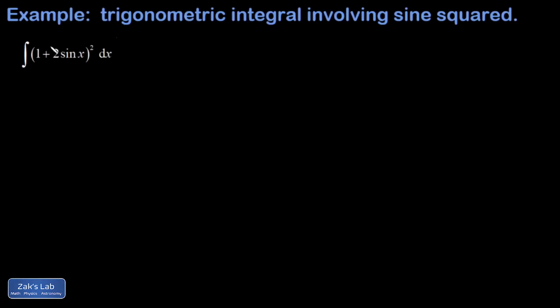In this video, we're integrating the quantity 1 plus 2 sine x, all squared. And the first step here is to just expand everything, and then we're going to look at all the individual terms and try to integrate those. So squaring a binomial means you have to use FOIL to do that.